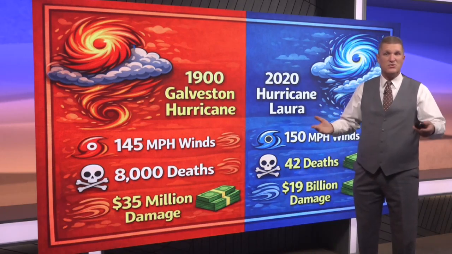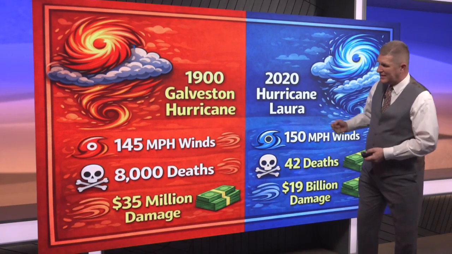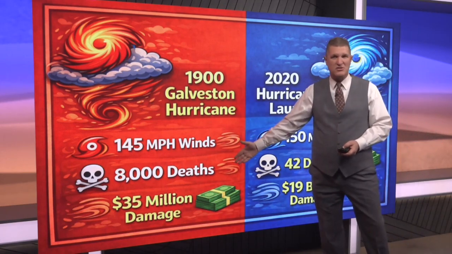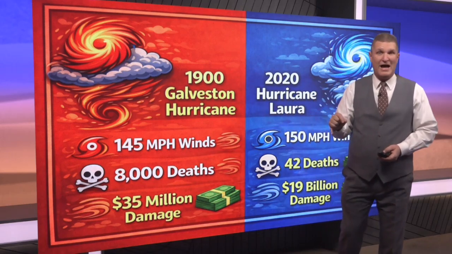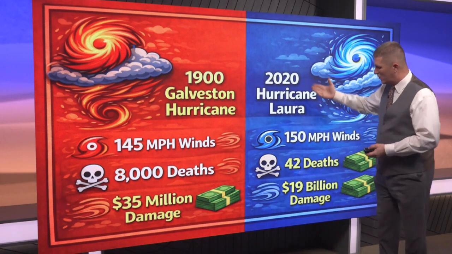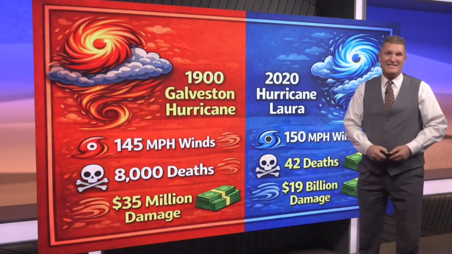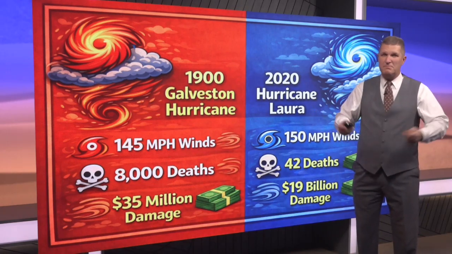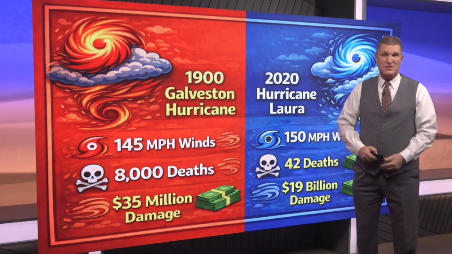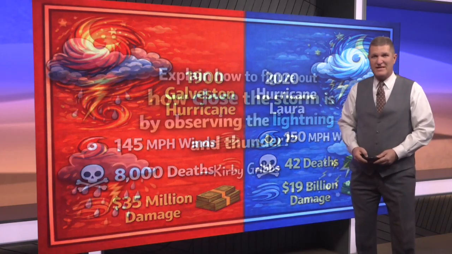And then the other big difference was the amount of damage. In 1900, $35 million damage to Galveston Island. You adjust that for inflation, that's $1.3 billion in today's numbers, versus 2020, the amount of damage, $19 billion. So while the storms were fairly similar in size, the bigger destruction, I think, in terms of death certainly was in the Galveston hurricane of 1900.